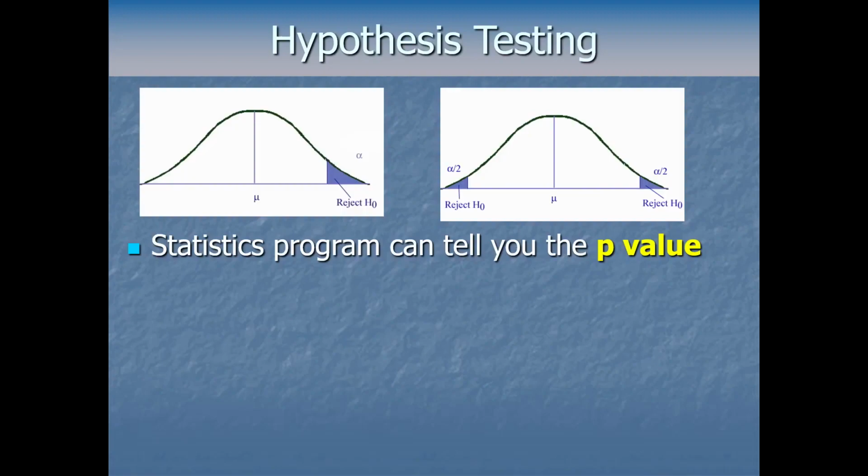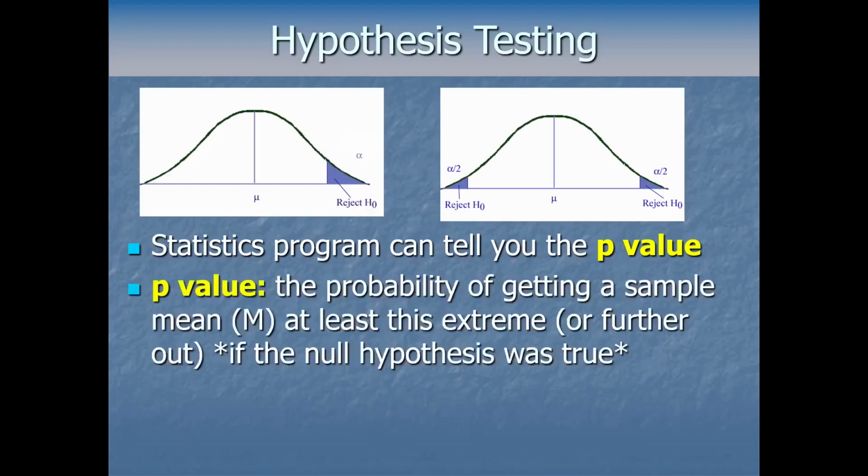And we call that the p-value. So p is just short for probability. So p-value just means the probability of getting a sample mean m that's at least this extreme, right? Our sample mean was m. What's the probability of getting a sample mean at least that extreme or further out in the graph if the null hypothesis was true?